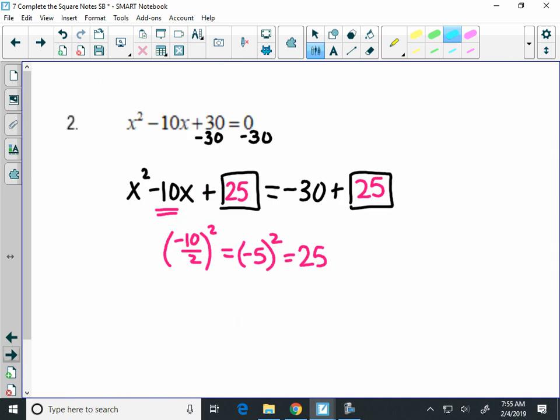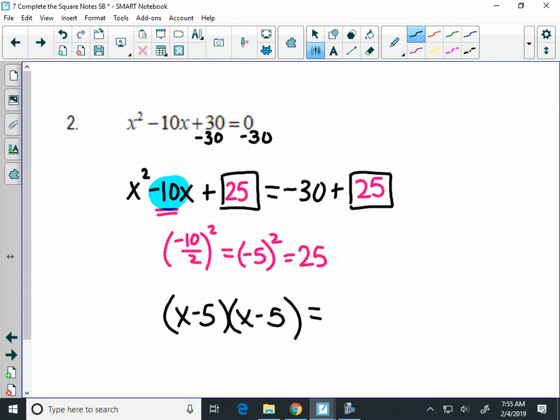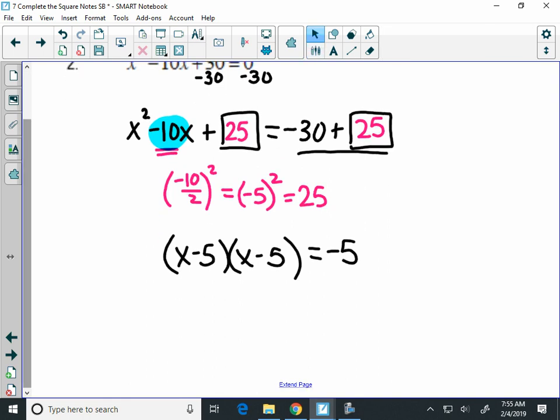So it looks like, just like we said here, the number in each binomial is half of the middle term. So when I factor here, I'm going to get two factors that look the same, and it's going to have half of the middle term. Half of negative 10 is negative 5, so this factors as x minus 5 times x minus 5. And then here, if I add up on the right-hand side, negative 30 plus 25 is negative 5. Now, if you don't trust me, you can FOIL this out. You can double distribute and check x squared minus 5x minus 5x plus 25, but it does work.